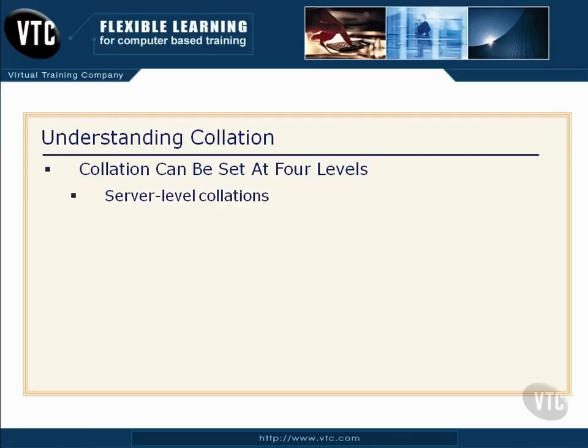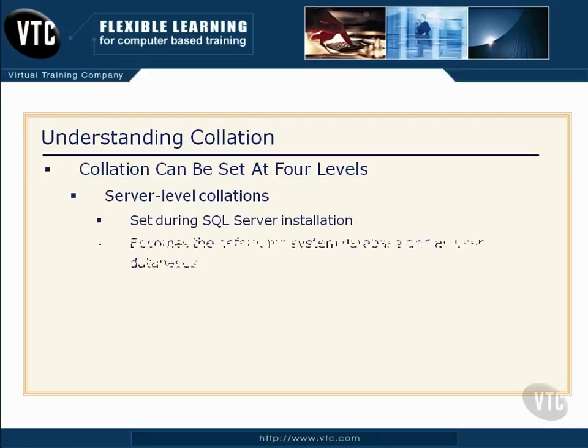Now, collation can be set at 4 levels. The first level is the server level collation, and this is set during the SQL Server installation. We usually just go past that and don't change it, and that's probably a good idea. But understand the implications: the server level collation becomes the default collation for the system database and all user databases that you create on that SQL Server.